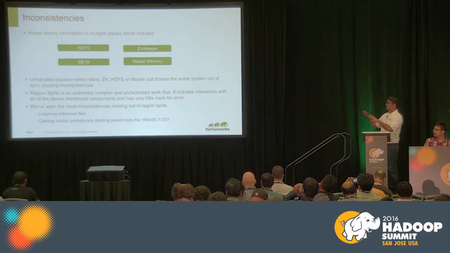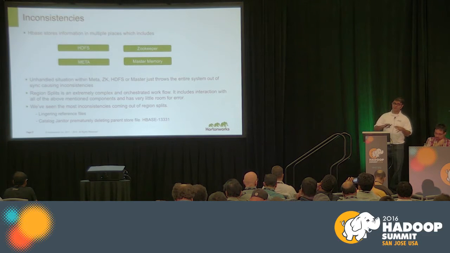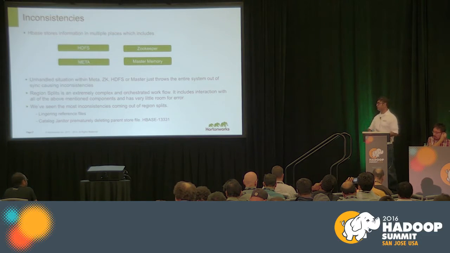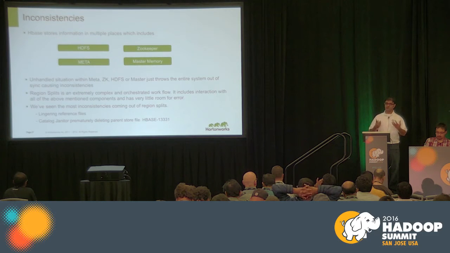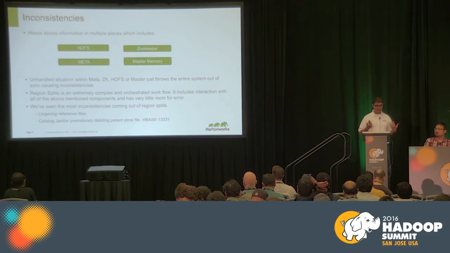And just to clarify, Meta is not the table description information like in other Hadoop components like Hive. It's about which region is hosted on what region server. And then we have Zookeeper, which maintains Z nodes for where the region servers and regions are, and again, there is quite a lot of information in master memory as well. So there's a distribution of data across multiple components, multiple levels, and that's where potential inconsistencies can come into the picture.